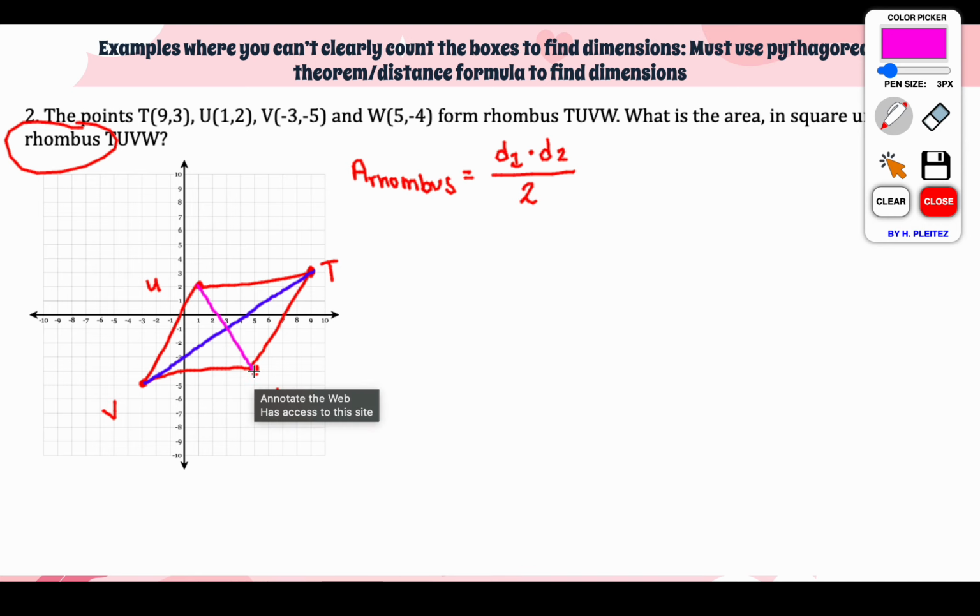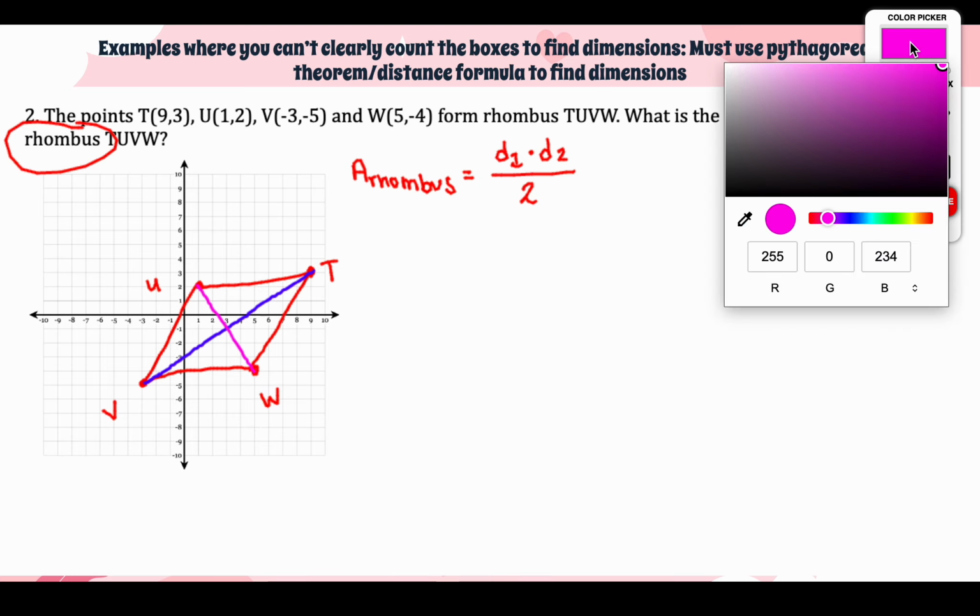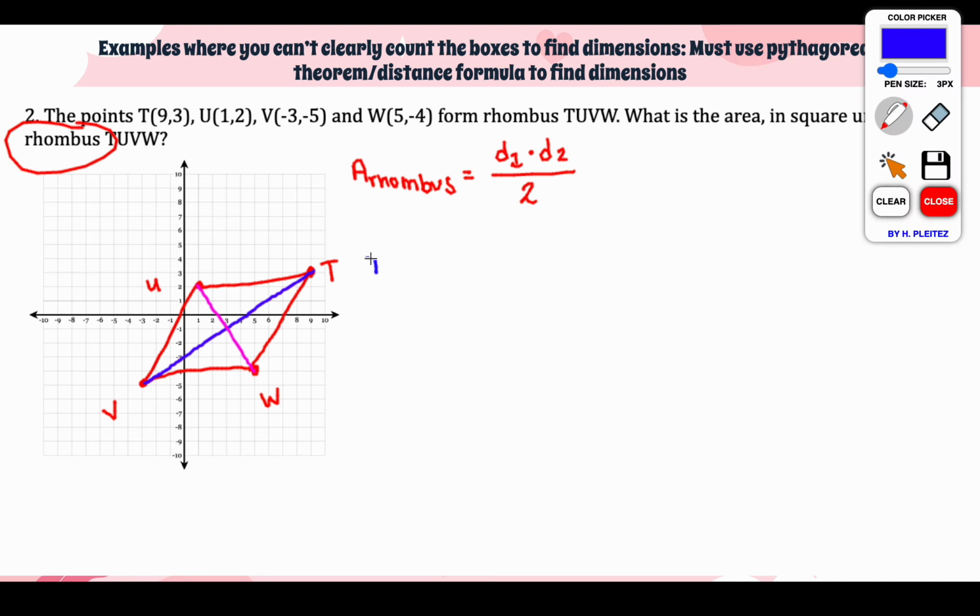So, we need to find the lengths of these diagonals, but it's not perfectly horizontal or perfectly vertical, so we're going to have to use some other knowledge here to help us find these dimensions. Now, one option, and we'll do this for TV. So we need to find the length of TV first, because that's my diagonal 1. So remember, one option is to use the distance formula to find lengths of segments on a grid.